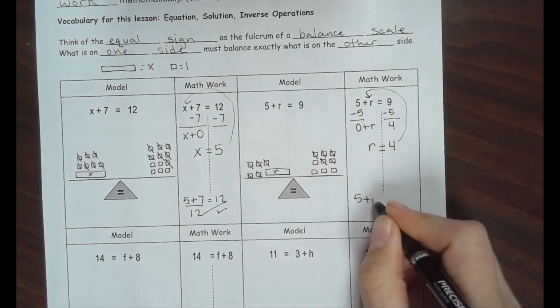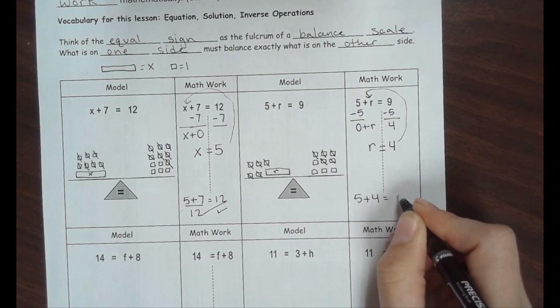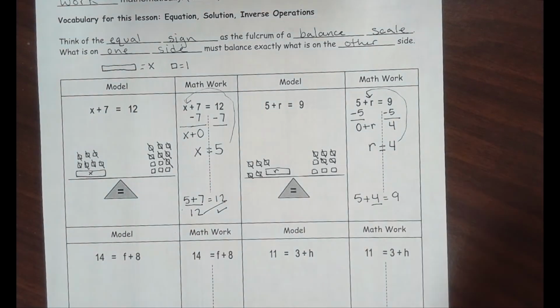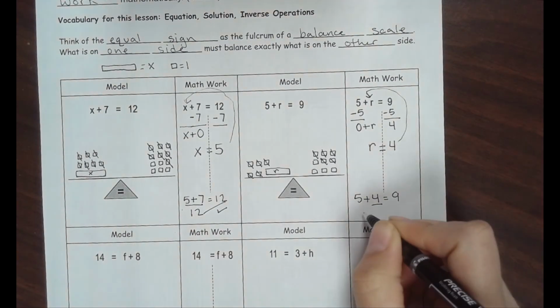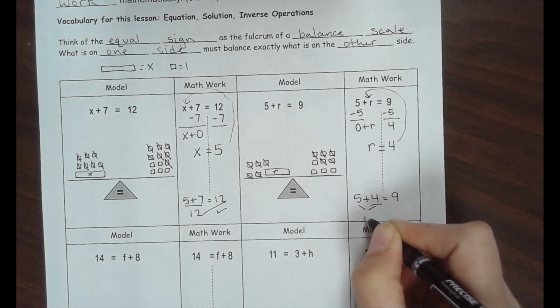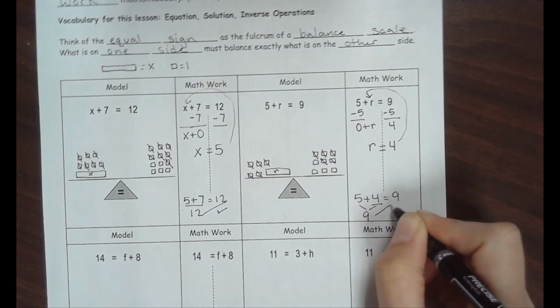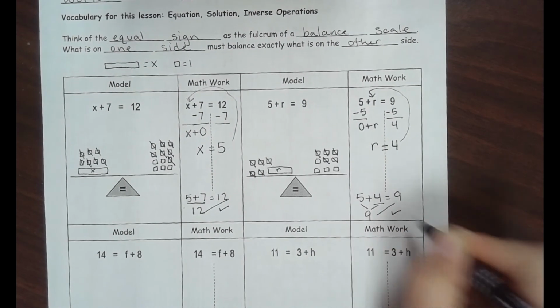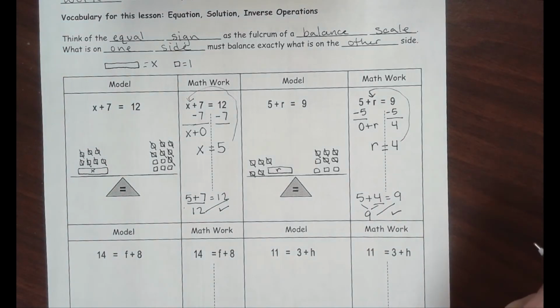Okay, let's check by plugging that in and seeing if that's a true statement. 5 plus 4 equals 9. We just replaced r with 4. Now 5 plus 4 gives me 9, and 9 equals 9. So yes, that is a true statement. That means r is worth 4 blocks.